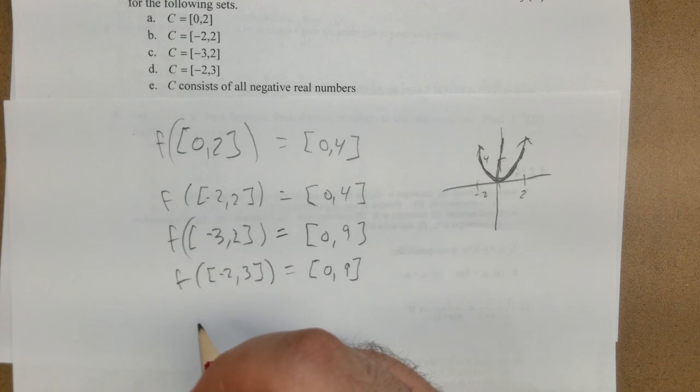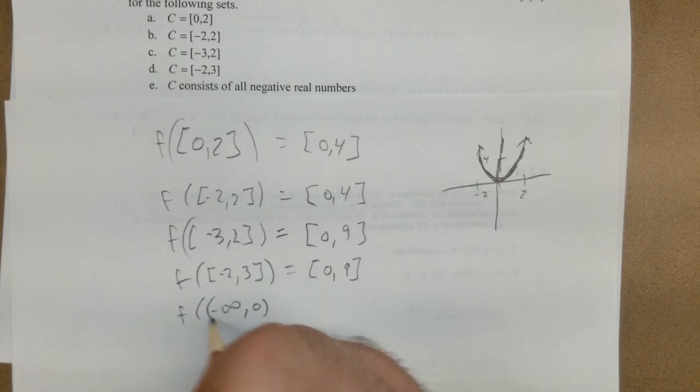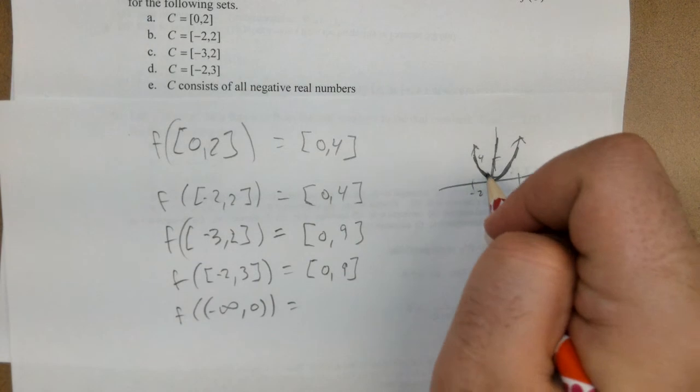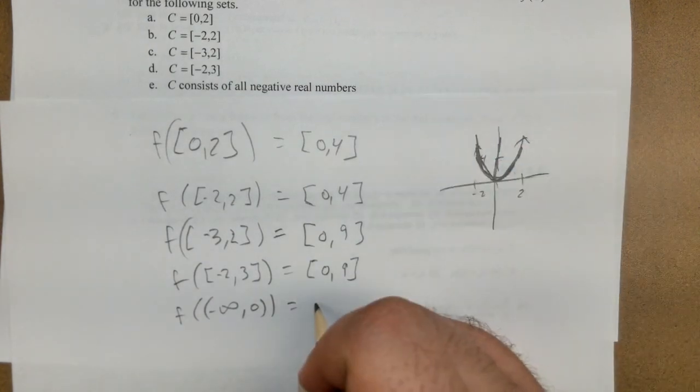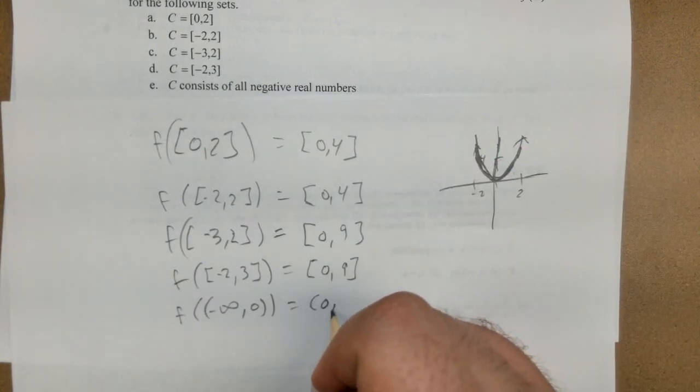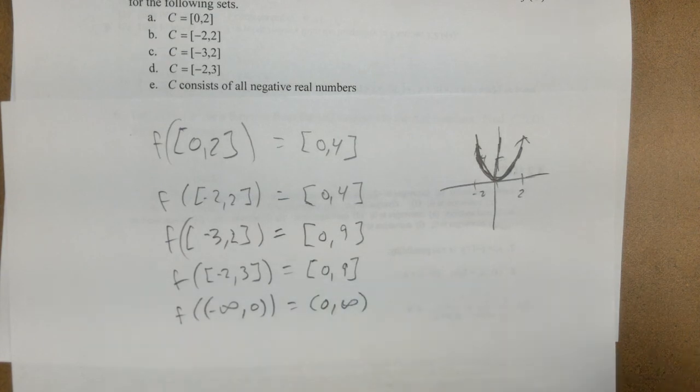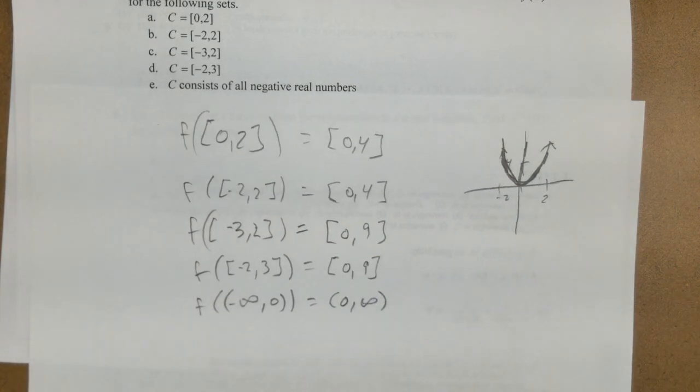And then lastly, I want to take all negative real numbers. So that would be minus infinity to 0 open, don't include 0. If I took all the stuff over here, I would get the positive real numbers, not including 0, strictly positive. All the negatives become positives. Alright, so that's 5.